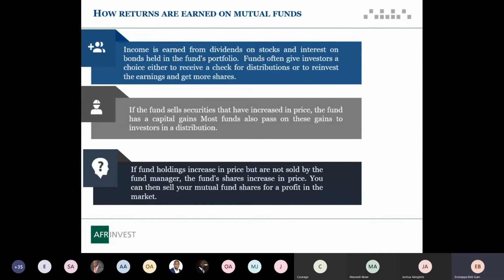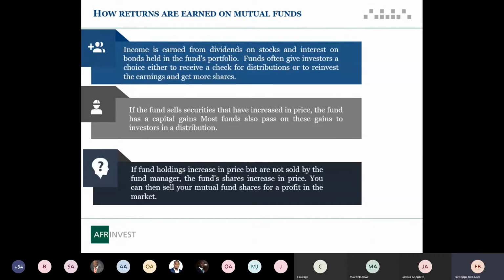Then how is money earned on mutual funds? How can you earn interest or dividends on your mutual fund investment? There are typically 3 ways that you can earn income on your mutual fund investment. Firstly, income is earned from dividends on stocks and interest on bonds. Dividends and interest mean the same thing; they're just terms that they use in the capital market.